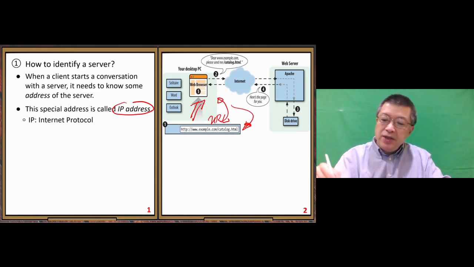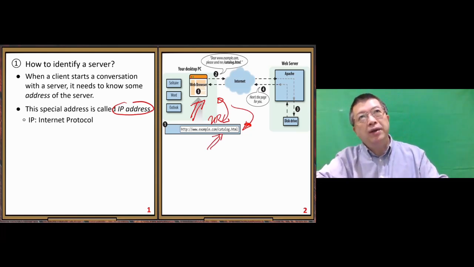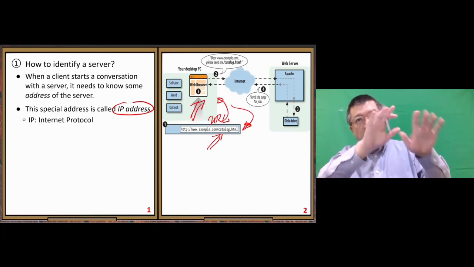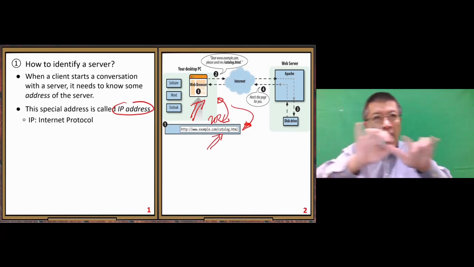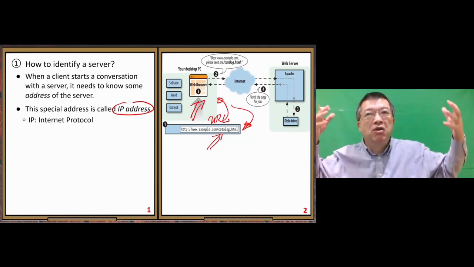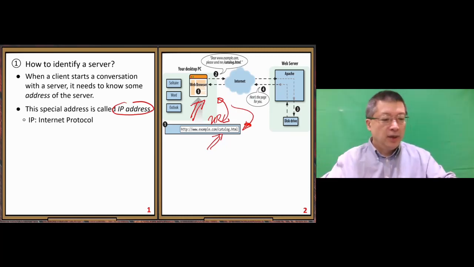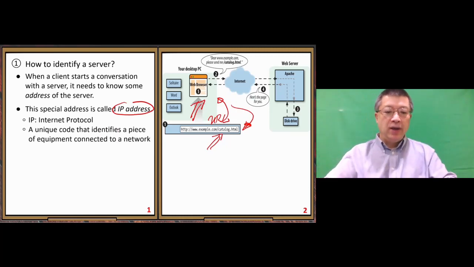But here you can see we didn't type an IP address, right? We just use the domain name, a long string of URL we type. It's not an IP address, right? But there is a close relationship between them. We will see that quickly.